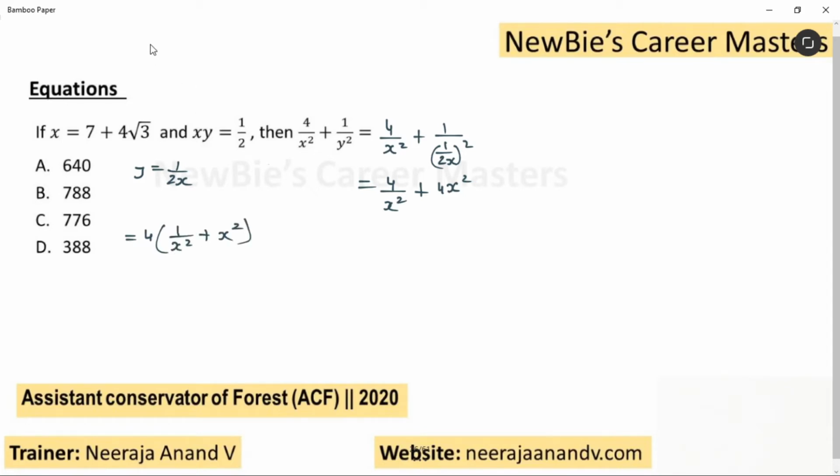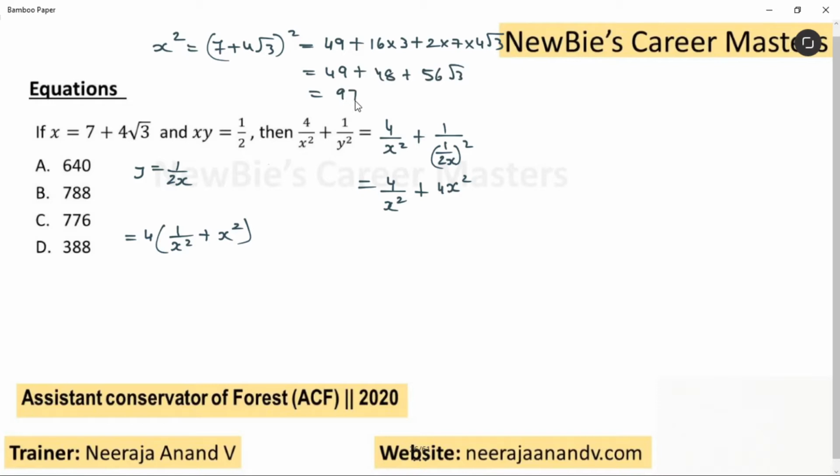Let's find the x square value now. x square. That means you have to square this number. 7 plus 4 root 3 whole square. Use the a plus b whole square formula. First is a square. Let's take it as 49. b square, 16 into 3. 2ab, 2 into 7 into 4 root 3. Okay, what is this value now? 49 plus 48 plus 56 root 3. Correct. So we can take this as 97 plus 56 root 3. This is the value of x square.